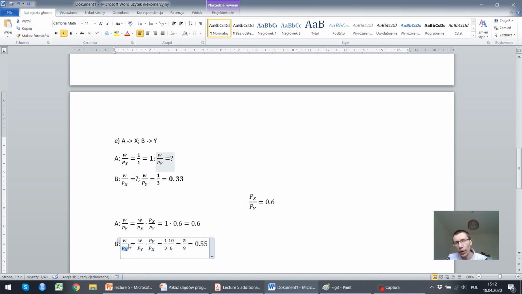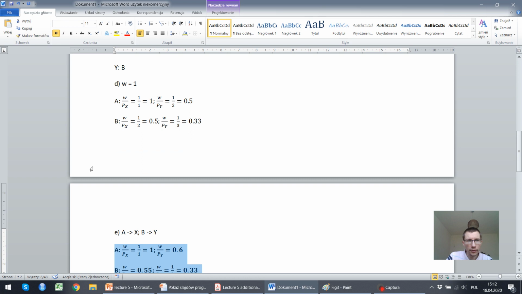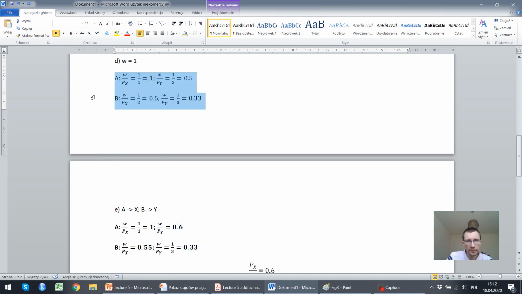And now let's compare the welfare of individuals in both countries when those countries open to trade. And let's compare those 4 numbers we have out there. So we have 0.55 here, all right? And we have 0.6 here. And let's compare this situation to the autarky situation, which was here.